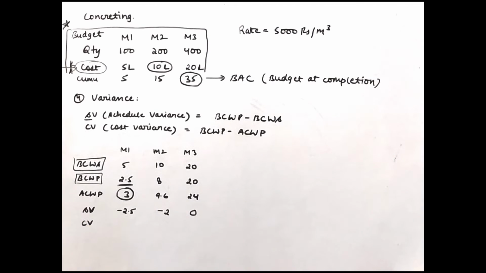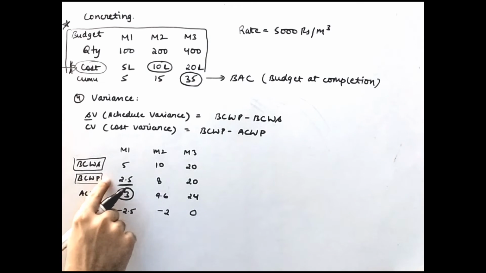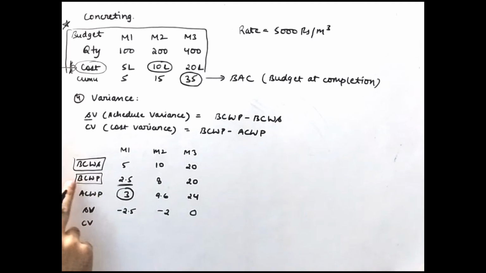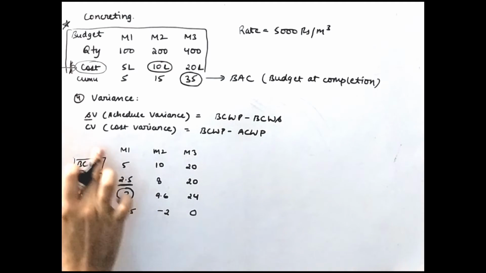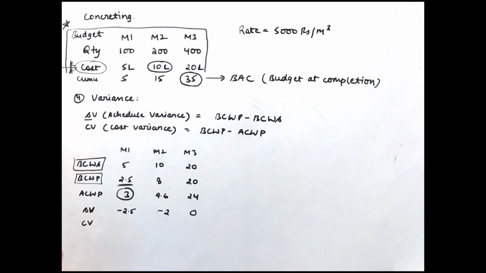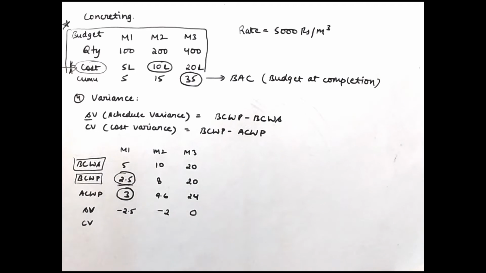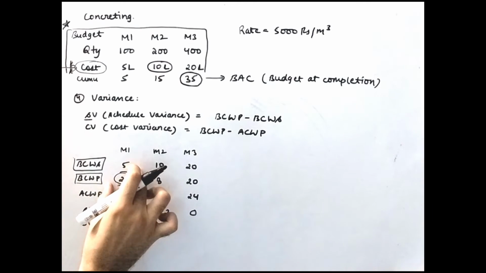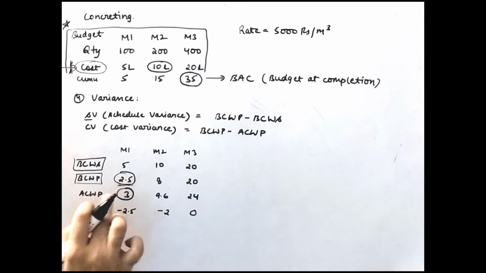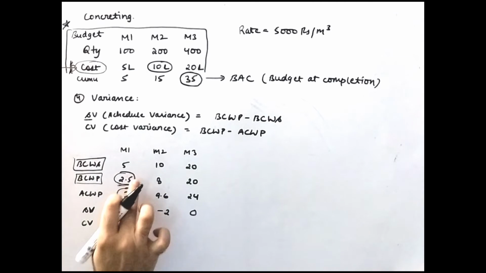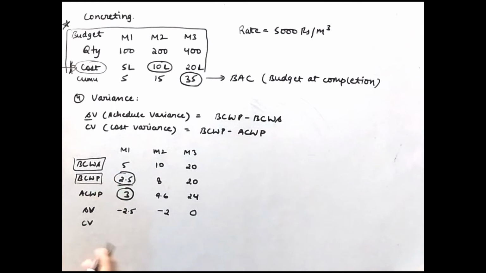Similarly, you can calculate the cost variance also, but this will be calculated based on the actual performed and the budgeted performed. You need not consider the BCWS here because we calculated this 2.5 based on the quantity that we performed. This is the budget and this is the actual. So you have to simply subtract this from BCWP. So 2.5 minus 3 will give you minus 0.5. This will give you minus 1.6 and this will give you minus 4. So you are able to see this difference here.